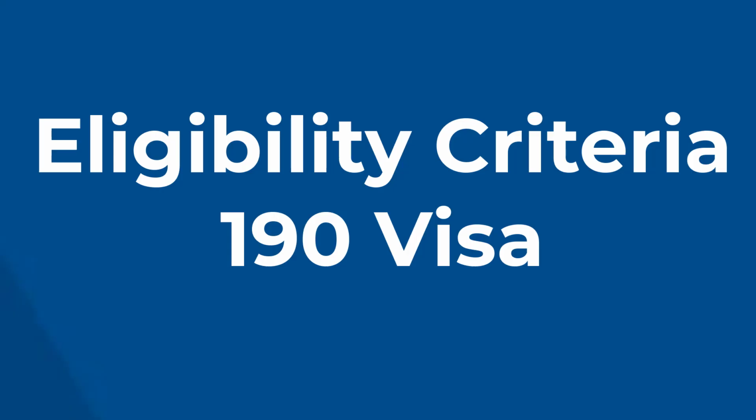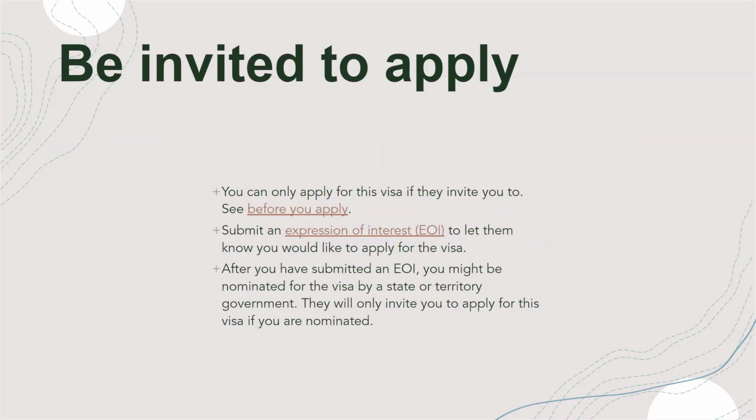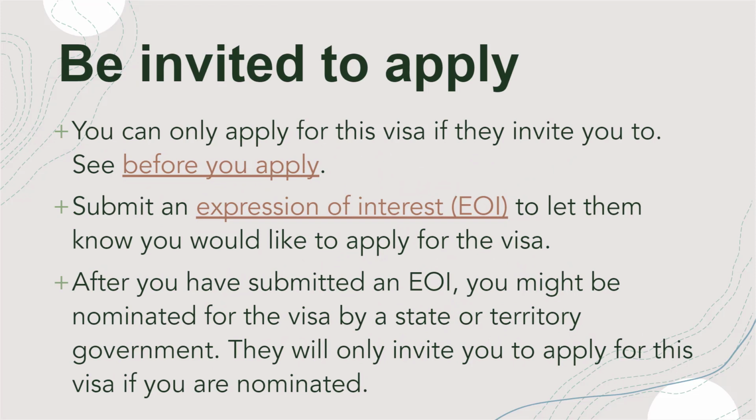Now, let's talk about eligibility criteria. 190 visa. You can only apply for this visa if we invite you to submit an expression of interest to let us know you would like to apply for the visa. After you have submitted an EOI, you might be nominated for the visa by a state or territory government. They will only invite you to apply for this visa if you are nominated.